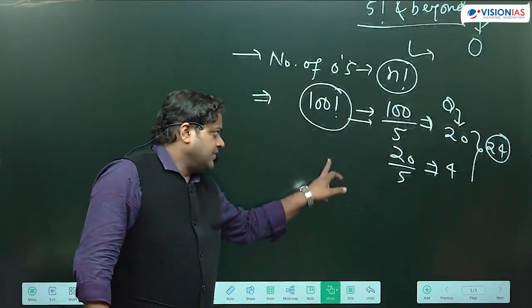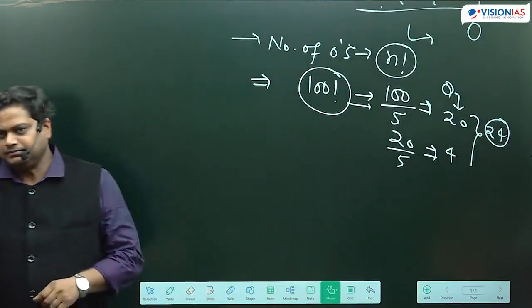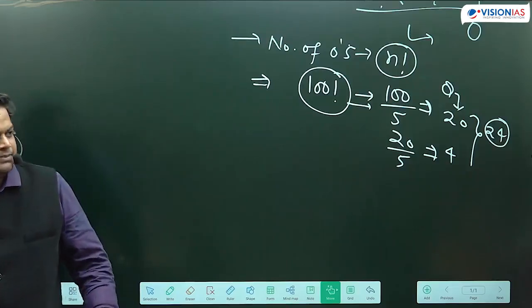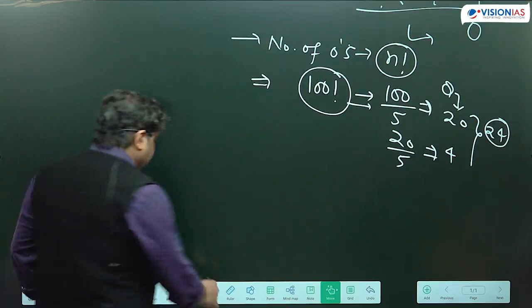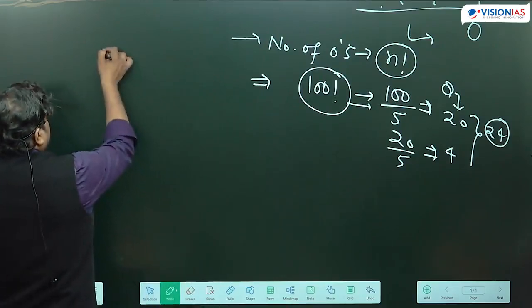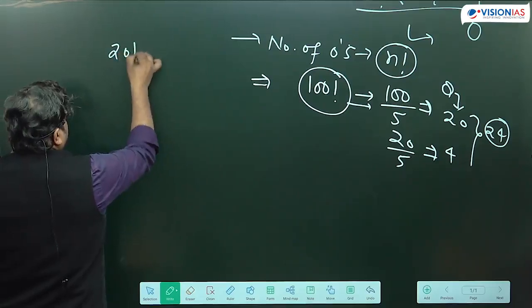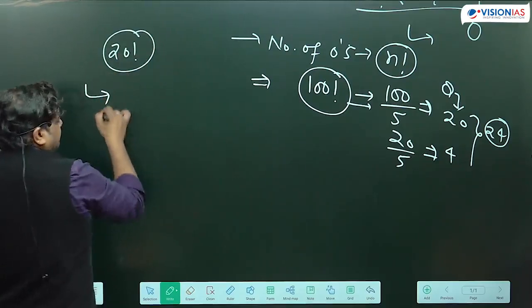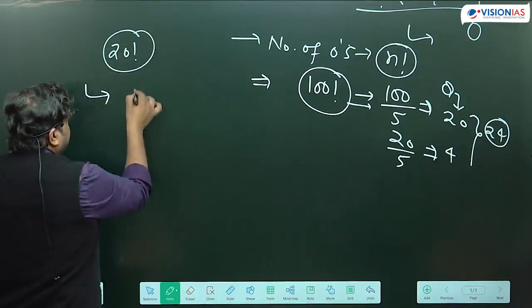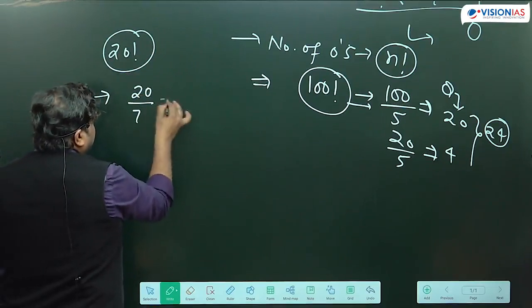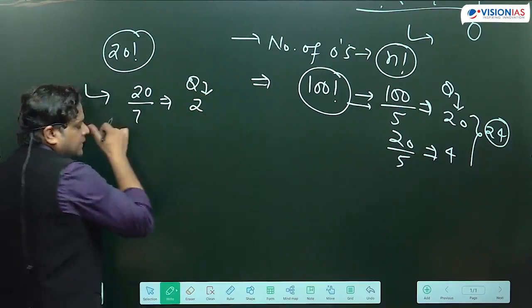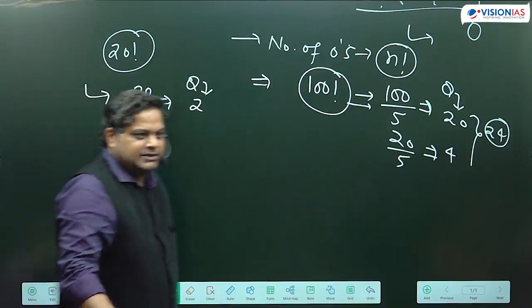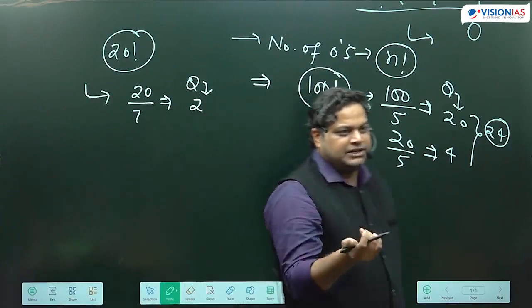Then we also discussed how we can calculate the number of 2s, number of 3s, number of 7s. The number of 7s is the same thing. Like 20 factorial, we need to calculate the number of 7s. What can we do? Divide 20 by 7. The quotient is 2, so only two will come, one from 7 and one from 14.